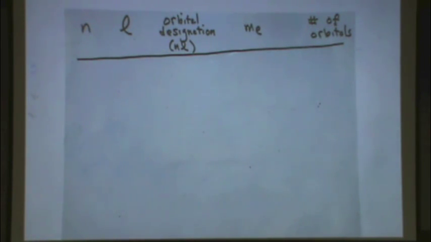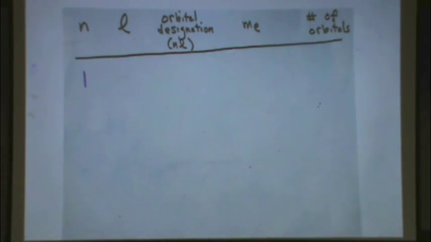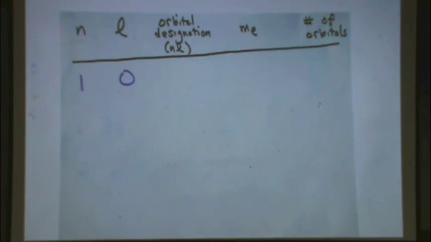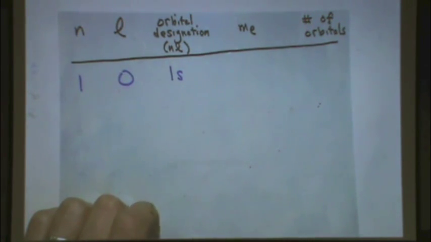First, N. What's the smallest N can be? 1. Okay, so that's the first value of N. That's the smallest it can be. If N is 1, what must L be? Remember, L always must be smaller, and L starts counting at 0. Okay, the orbital designation is the name of this orbital, which would be 1, 0, or NL. But because that looks like the number 10, we're going to use the letter for L. So instead of 1, 0, we're going to write 1s. And the name of this orbital is called the 1s orbital, or 1s atomic orbital.